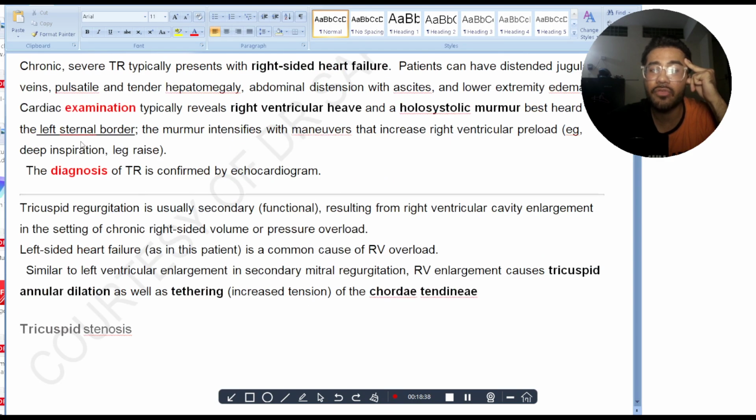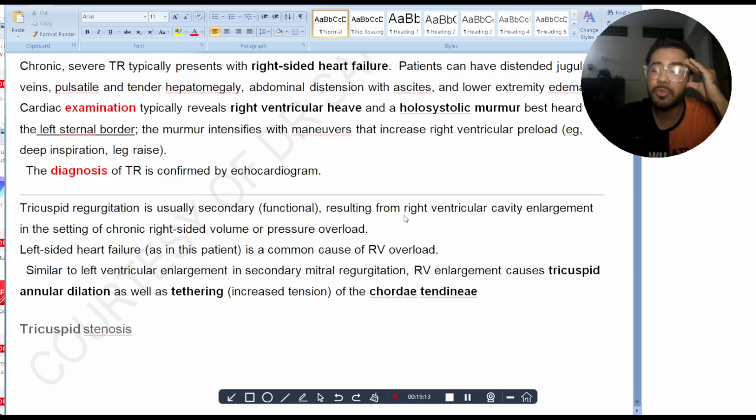The diagnosis of tricuspid regurg, if suspected, would be done through an echocardiogram. So one more high yield point of information here is that tricuspid regurg is usually secondary to enlargement of the right ventricular cavity. And what happens when the right ventricular cavity enlarges? The annulus where the tricuspid valves are adherent to dilates, and thus the valves are not able to properly approximate. So if this is the annulus, it dilates and the valves become incompetent during their closure.